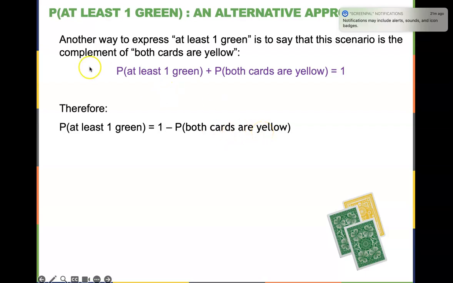Remember, this is called the complement. So what is the probability that both cards are yellow? That would be 5 over 13 times 5 over 13, since they are independent events. And you can see we get the same answer, but a lot faster than the previous way.